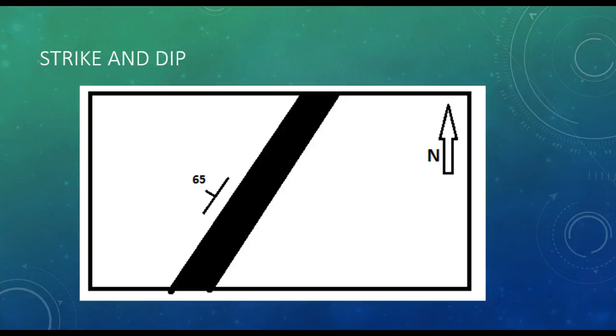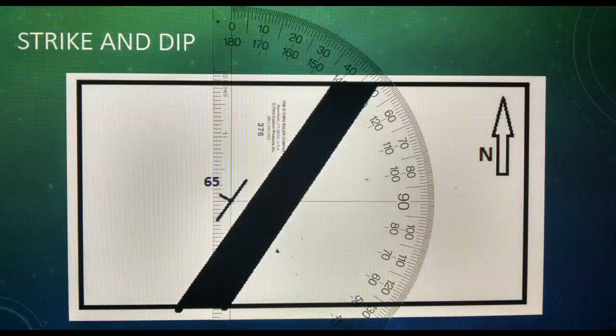So we need to put in the strike information and the dip information. So we need to put in that strike or compass direction, and then the dip and the dip's direction. Right? So the first thing we need to do is take a protractor and put it on to the strike and dip.